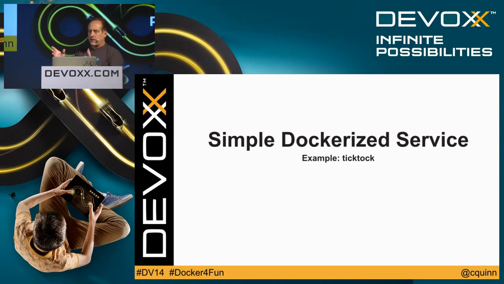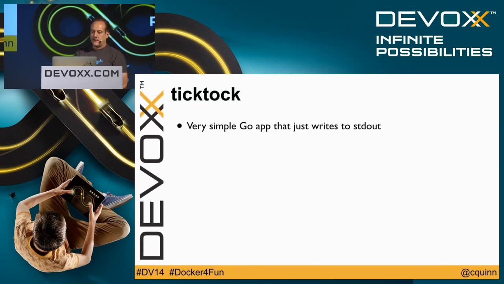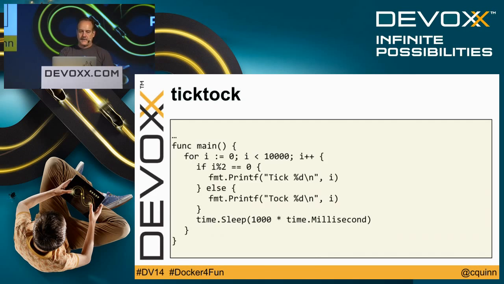So I'm going to show you a small program called TikTok. It's written in Go. It's really small. All it does is write to standard out. Just writes TikTok. Looks like that.